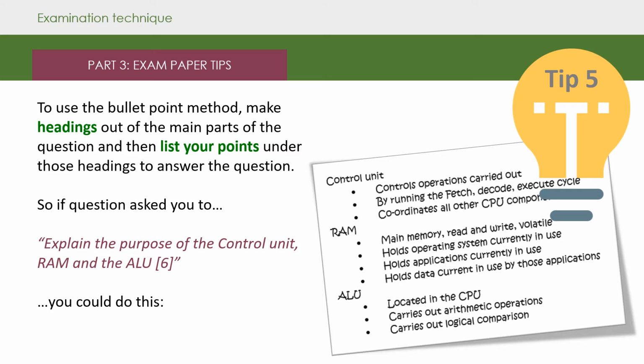Tip 5. So, extending on this bullet point method earlier, make use of headings. So take the main points of the question and then list your bullets under those headings to answer the question. So for example, if you had a question that said, explain the purpose of the control unit, RAM and the ALU, 6 marks, you could put 3 headings, control unit, RAM and ALU, and then put your bullet points underneath those headings.